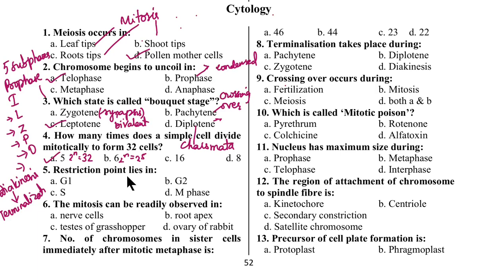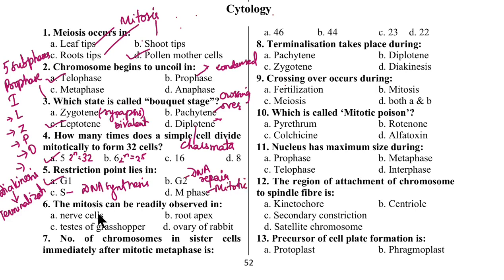Next: the restriction point lies in. So our answer is obviously the G1 phase. As we know, in G2 phase DNA repair takes place, and the restriction point lies in G1 phase. In the S phase, obviously, it is the synthesis phase where DNA synthesis takes place, and M phase is the mitotic phase.